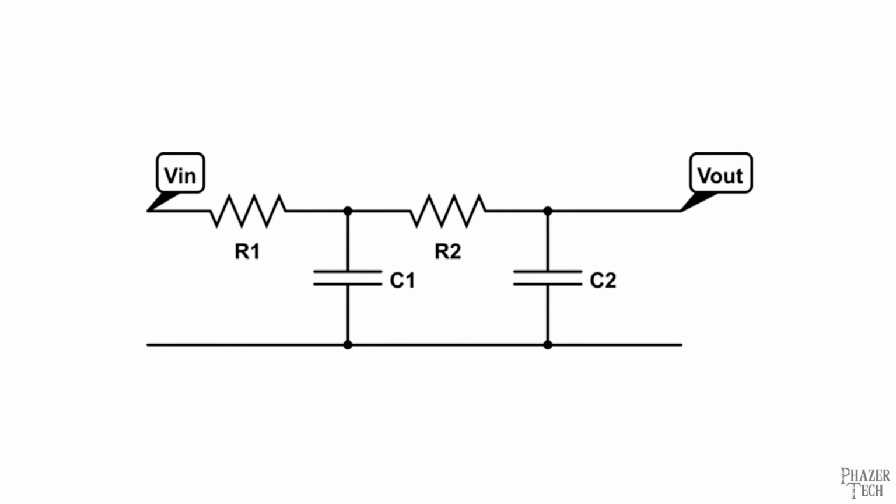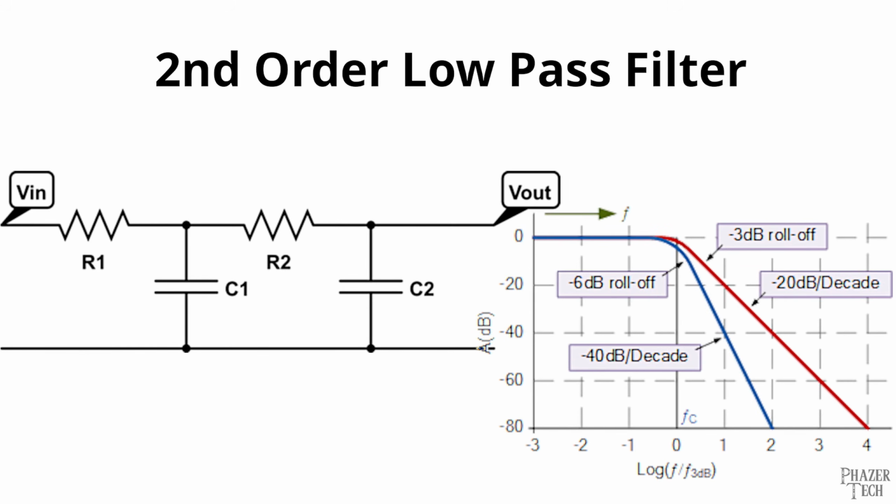But let's say you want your filter to more rapidly reduce the signal. Well, you could do what's called cascading, which is simply placing more than one filter in series with each other. For example, you could put two low-pass filters together in series and give them the same cutoff frequency, which will give you a 6 dB reduction at your cutoff frequency instead of 3 dB. This is known as a second-order passive low-pass filter.